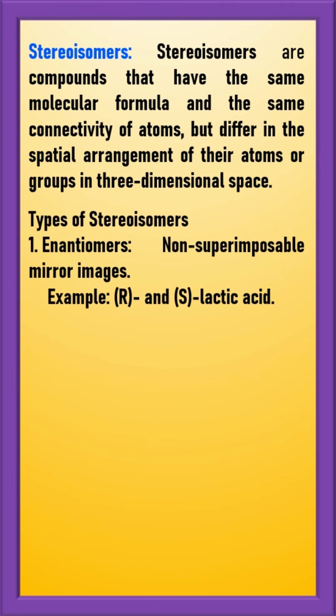First one is the enantiomers. Enantiomers are stereoisomers that are non-superimposable mirror images, like R and S lactic acid. Here you see you cannot superimpose S lactic acid on the R lactic acid or vice versa.